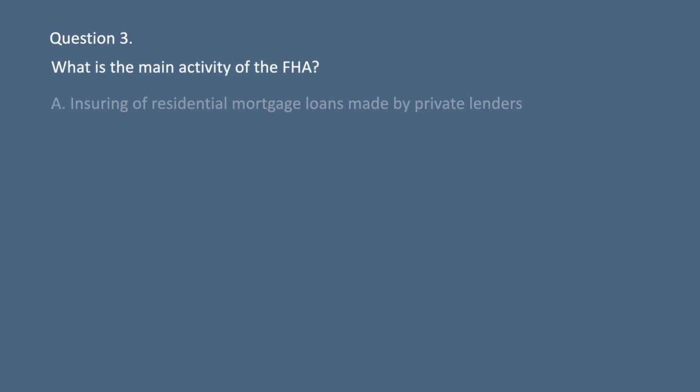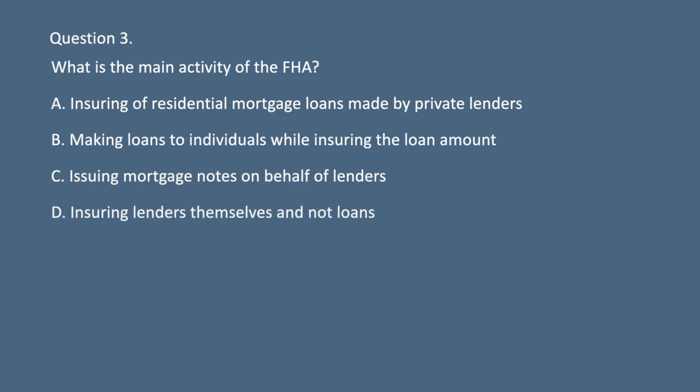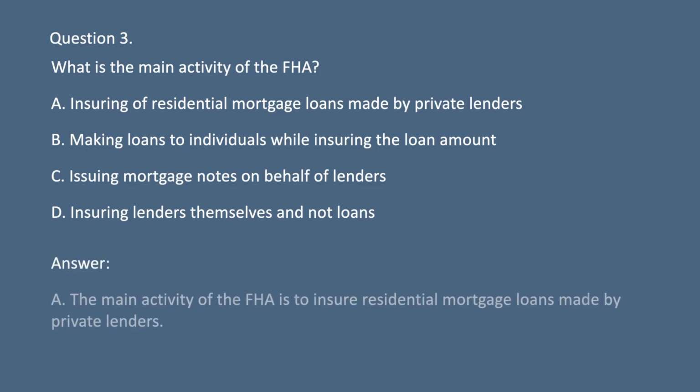Question 3. What is the main activity of the FHA? A. Insuring of residential mortgage loans made by private lenders. B. Making loans to individuals while insuring the loan amount. C. Issuing mortgage notes on behalf of lenders. D. Insuring lenders themselves and not loans. Answer A. The main activity of the FHA is to insure residential mortgage loans made by private lenders.